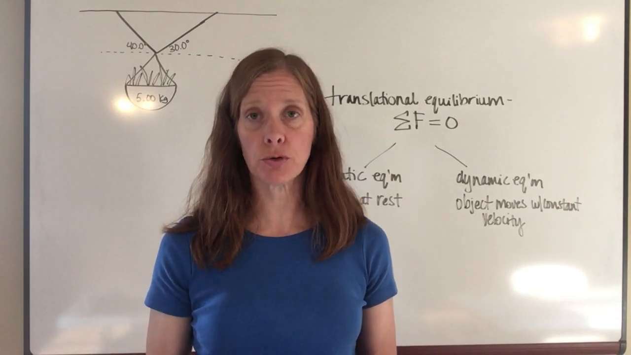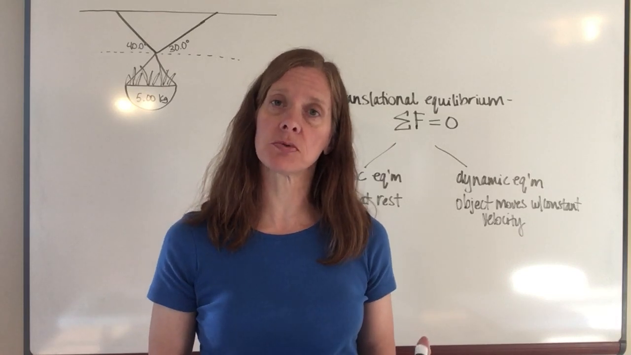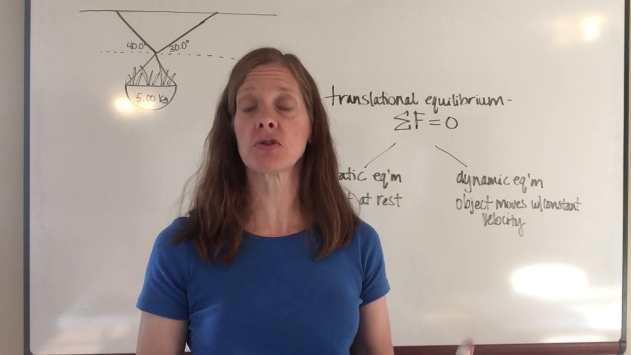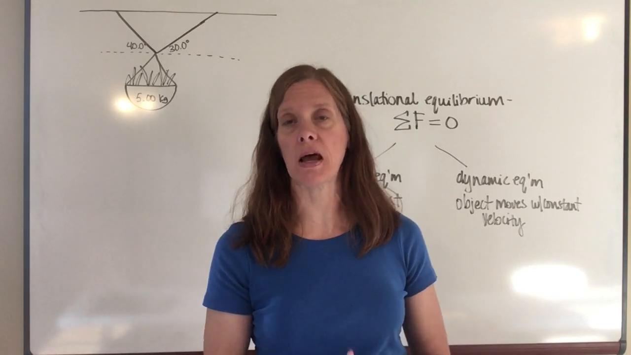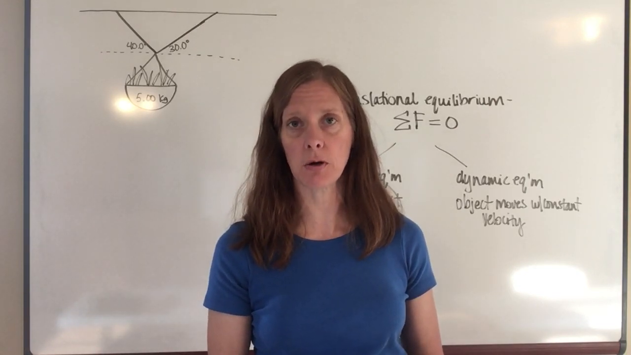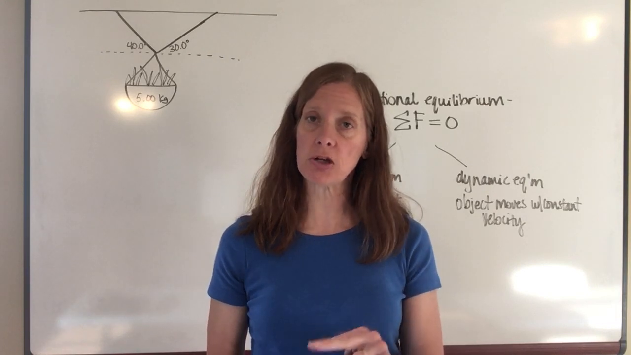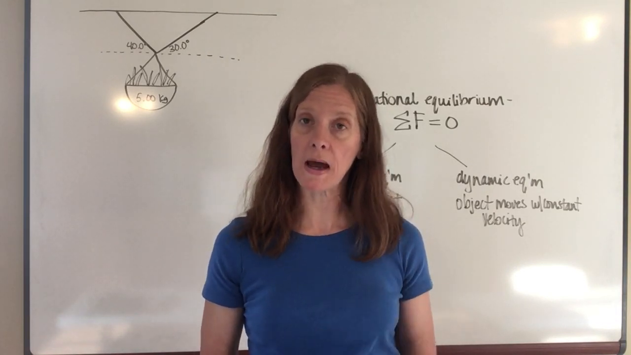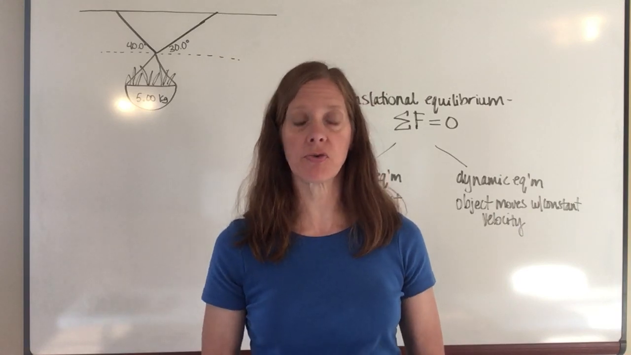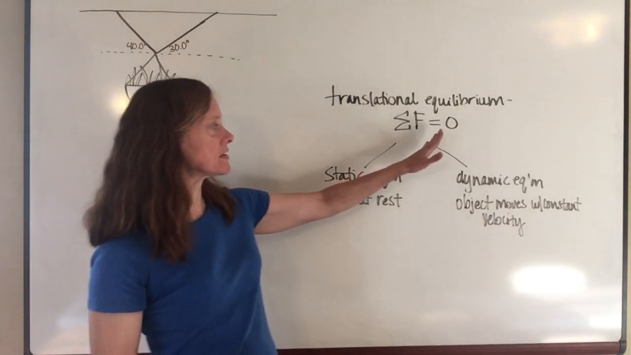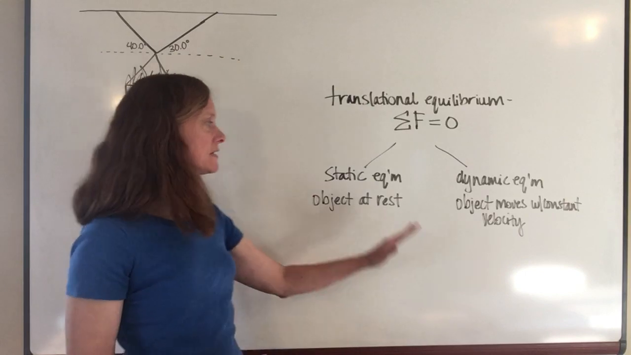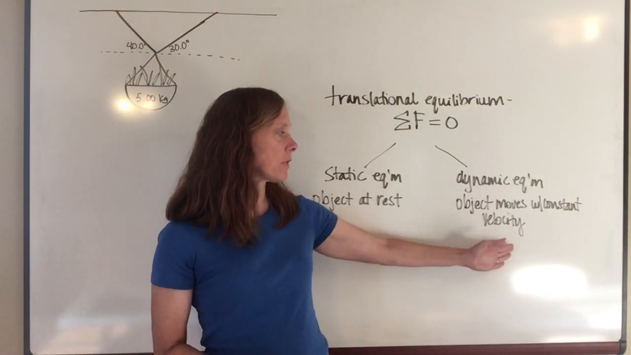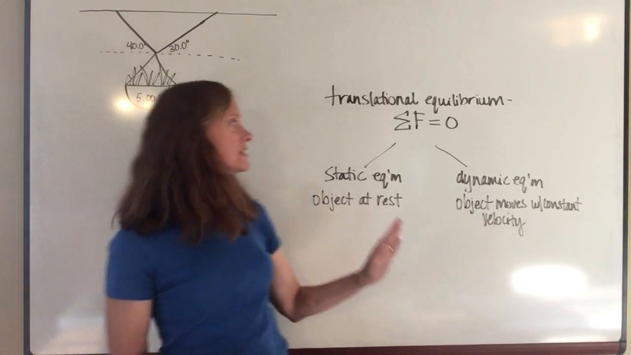So if that's true, because we know that force equals the mass times the acceleration, if the sum of the forces equals 0, then the acceleration on that object is also going to be 0. Now, you can have two situations where your acceleration is 0. Either your object can be at rest or it can be at constant velocity. So I can take translational equilibrium and break it down into two other types of equilibrium.